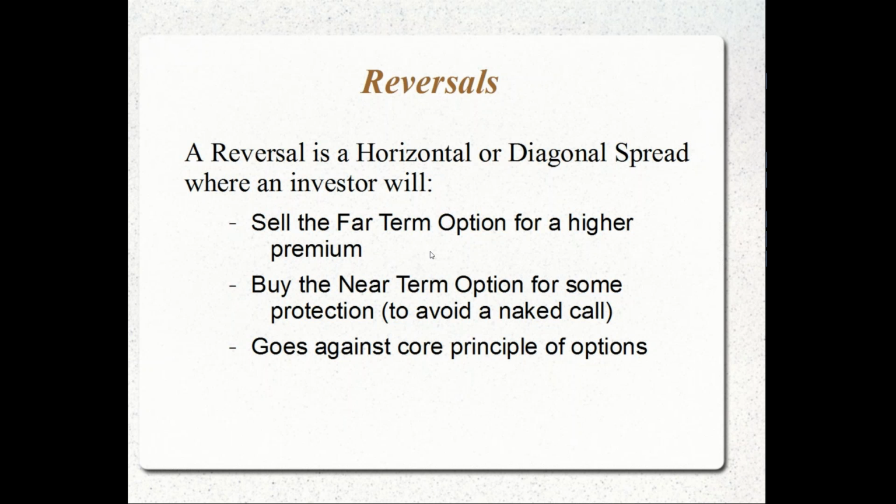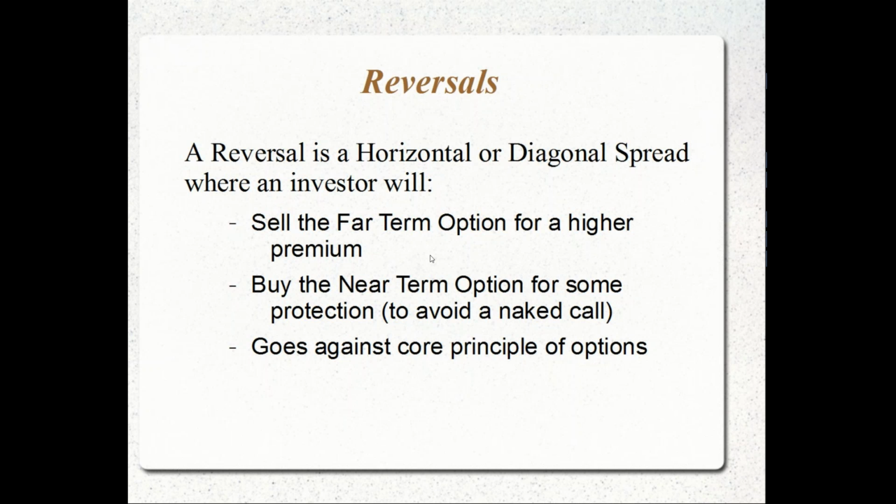A reversal is still a calendar spread. You can do it as a horizontal or a diagonal. A reversal is where I sell the far-term option, that's 3, 4, 5 months out in time, and I buy the near-term option that's 1 or 2 months out in time. So I get a credit.